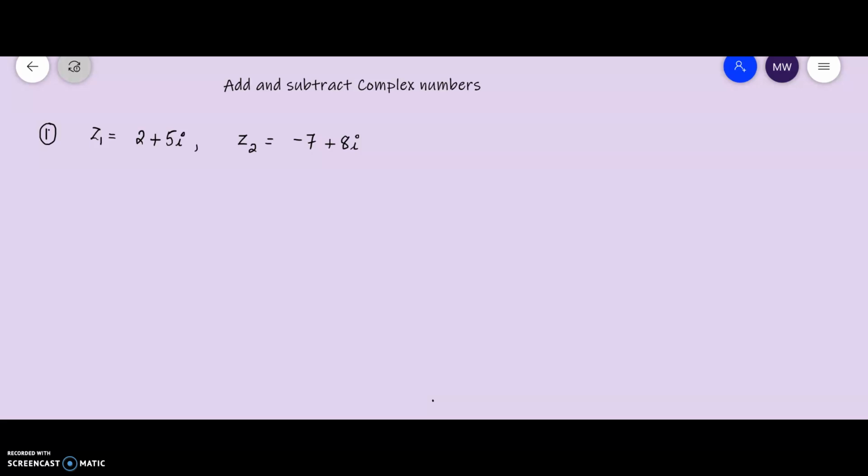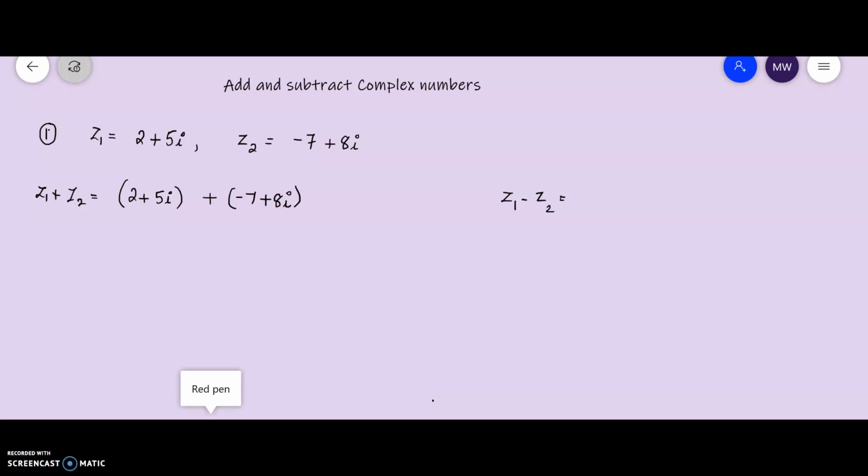We're going to learn how you can add z1 plus z2, and we're also going to do how you can subtract z1 and z2. Okay, so the first one, I have z1 as 2 plus 5i and I have z2 as negative 7 plus 8i. So how do you add and subtract complex numbers?